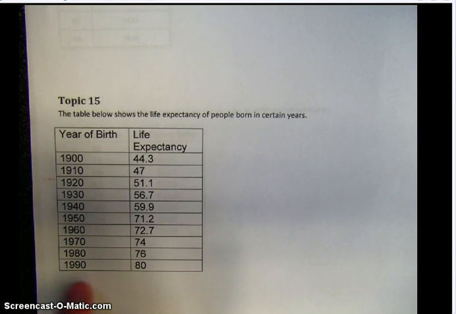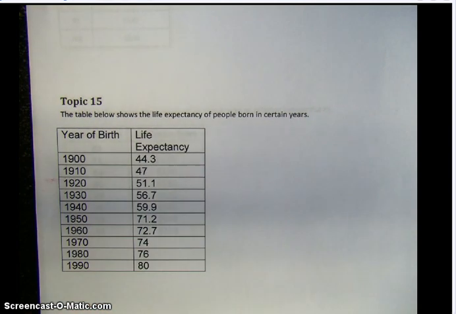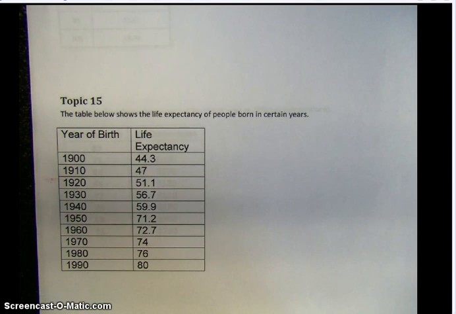It looks at the year of birth and then your life expectancy. And life expectancy is how long you live. So if you were born in 1900, you were expected to live 44 years. If you were born in 1990, you were expected to live 80 years. So it's a really cool thing to look at, when you guys were born, how old are you going to be?